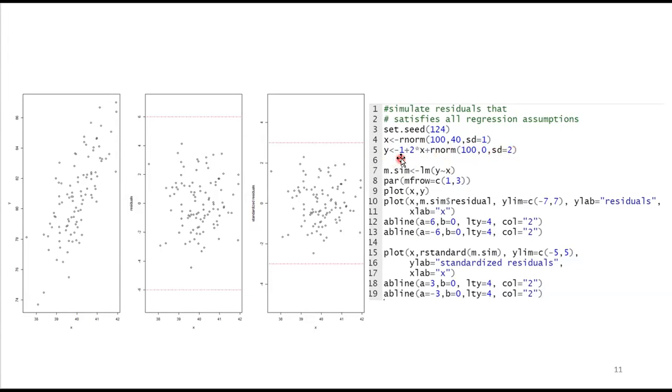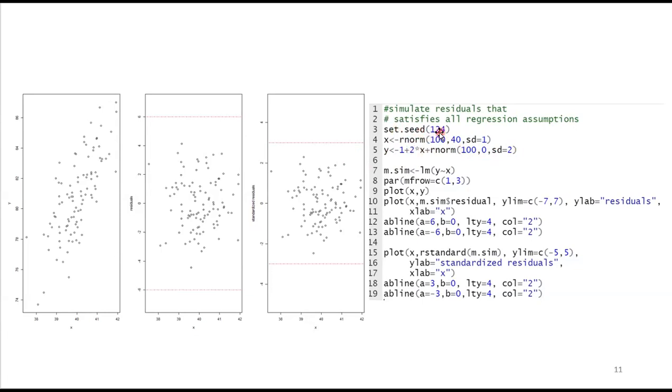Now, there's no reason why I have to set the intercept to 1 and the slope to 2, and you can change that. It's just simulated. I'm just pretending that this is the model. The main thing is that I'm going to actually fit a simple linear regression. So I'm going to suppose I've got the right functional form.